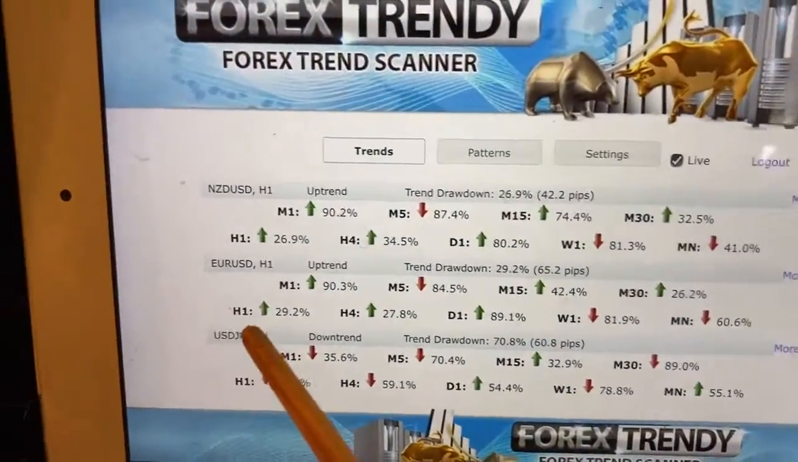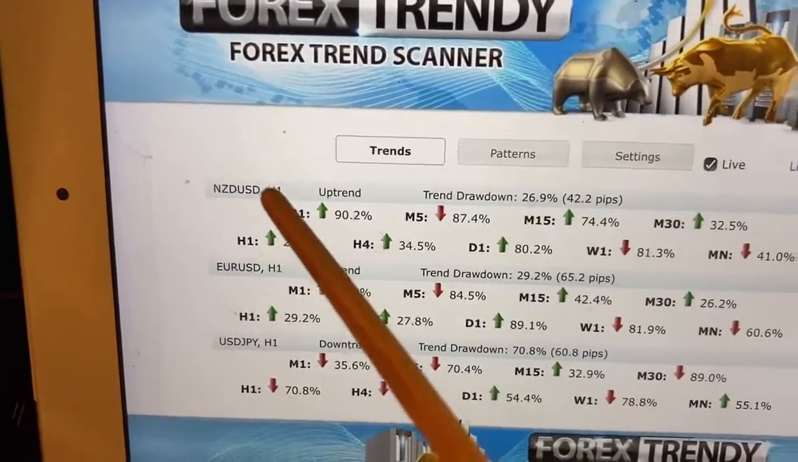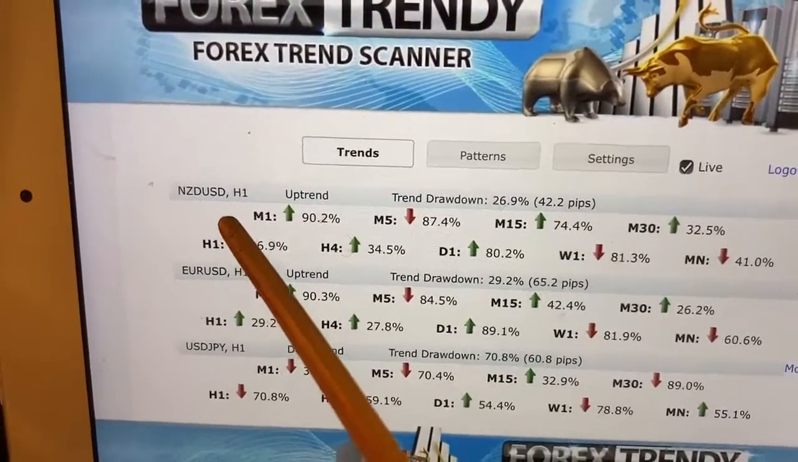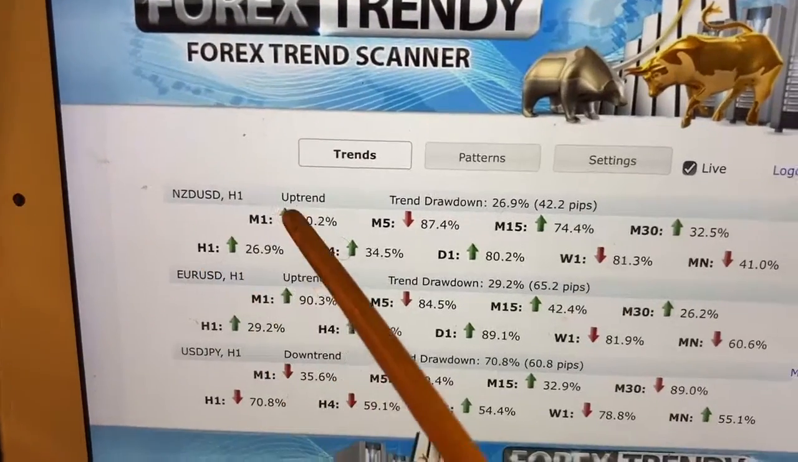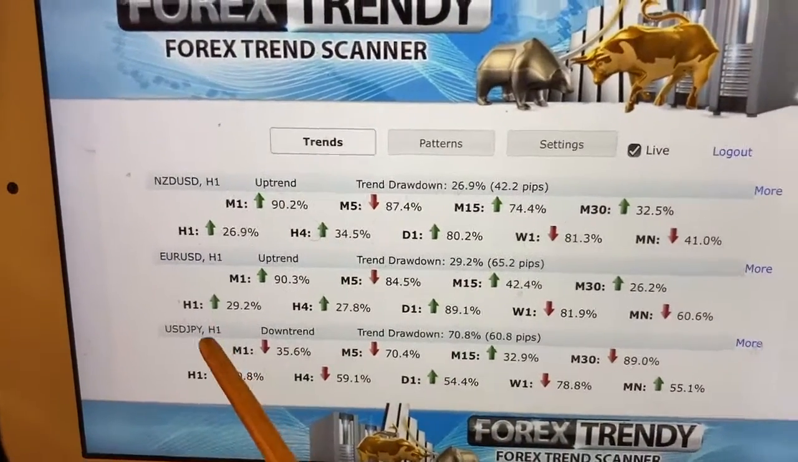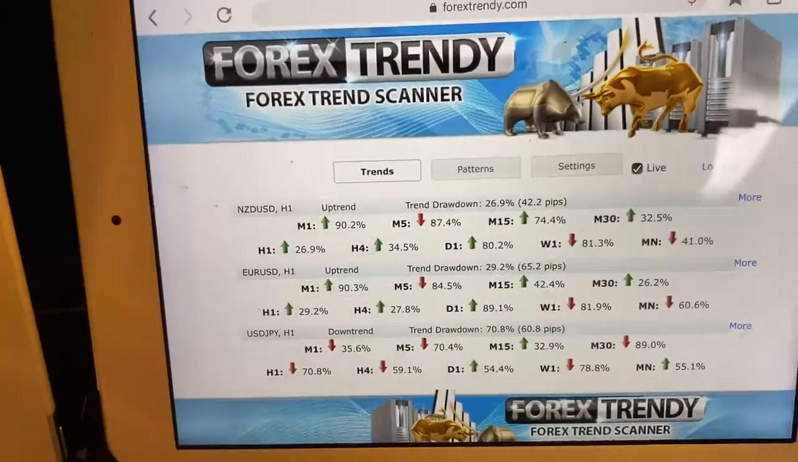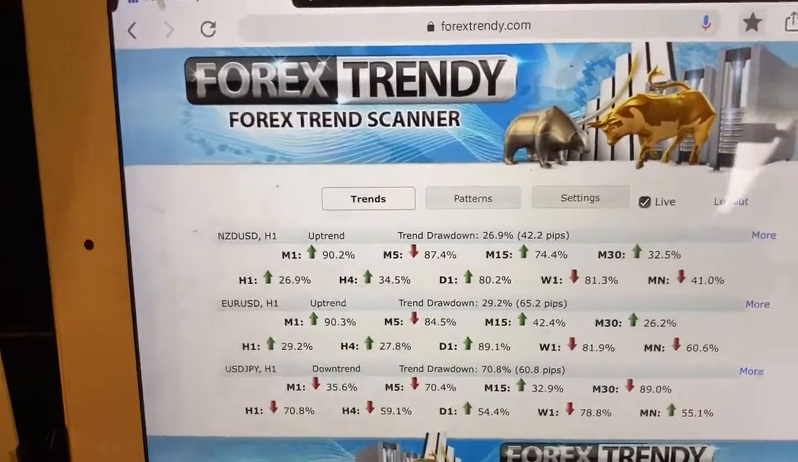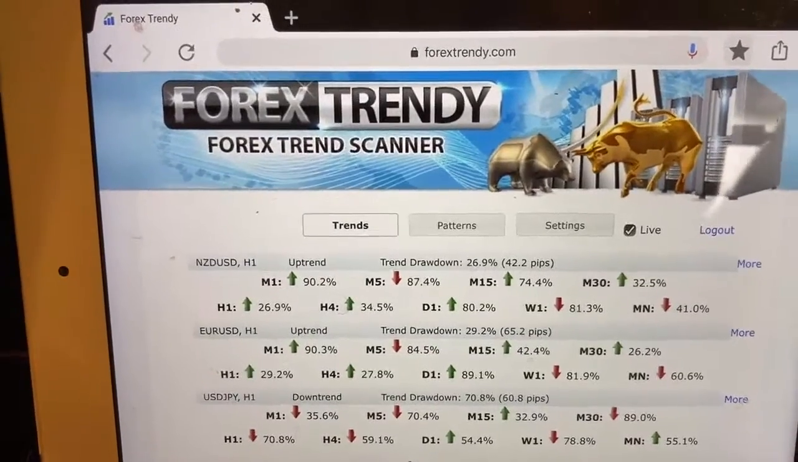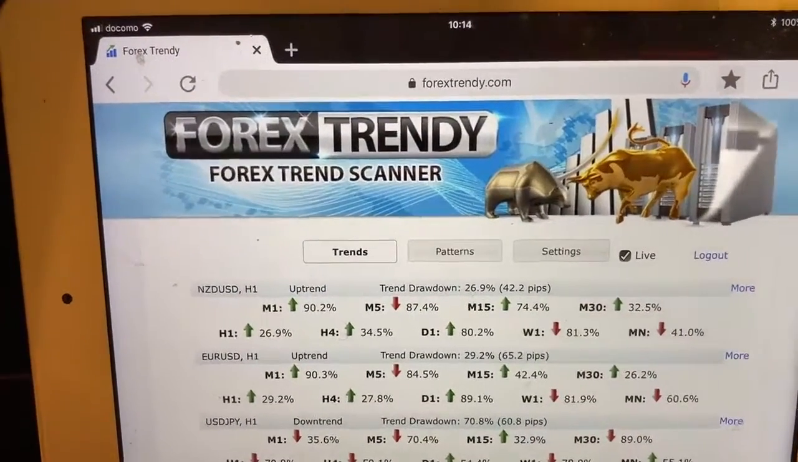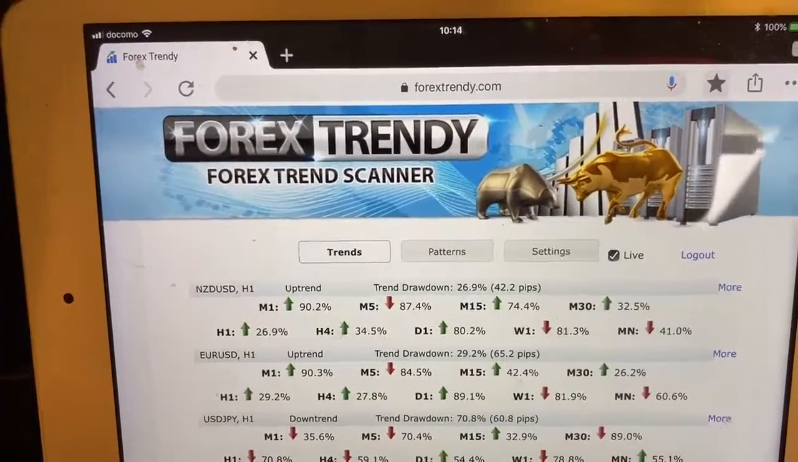Now, let us say you wake up in a day and you see this chart that I'm looking at. Let's forget about the NZD-USD because it's an uptrend. Let's go to UJ, which is a downtrend, or we look for something else that is a downtrend. Let's go to USD CAD. The CAD is a downtrend.